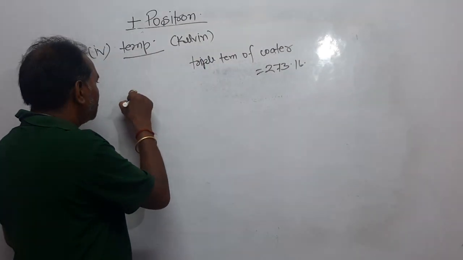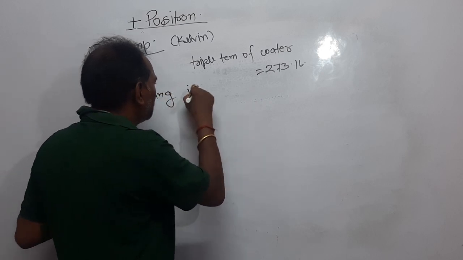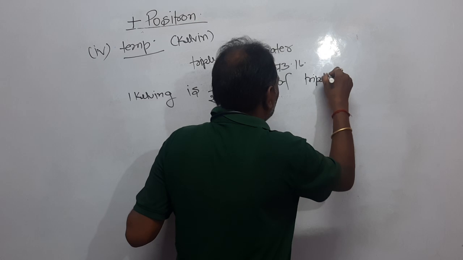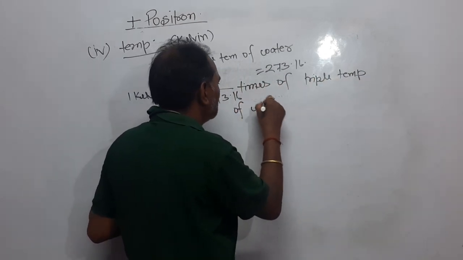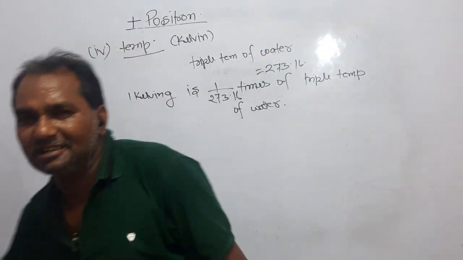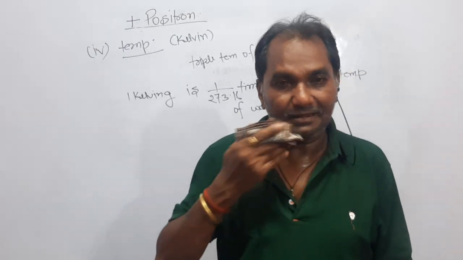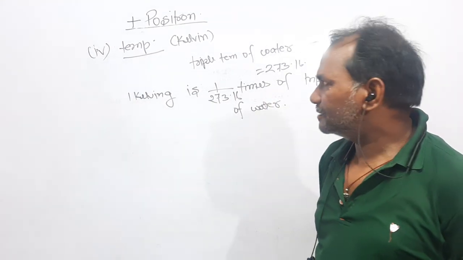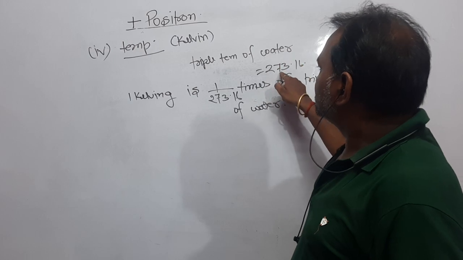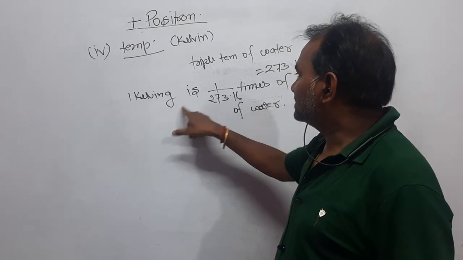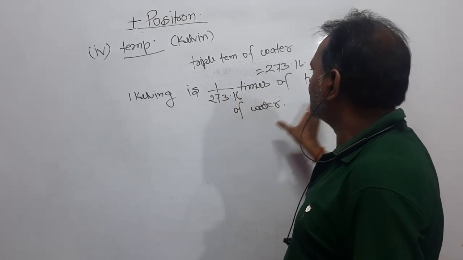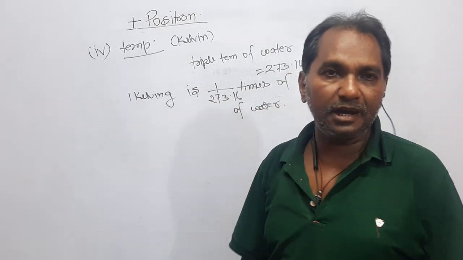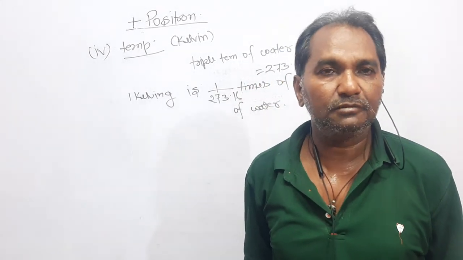So 1 Kelvin is 1 upon 273.16 times of the triple temperature of water. Dear students, as I have said, the triple temperature of water is the temperature at which water exists in all the three states, solid, liquid and gas, together. Now, the triple temperature of water is actually 273.16. So, 1 Kelvin is 1 upon 273.16 times of the triple temperature of water. If this quantity is multiplied by this quantity, that will result into 1 Kelvin.